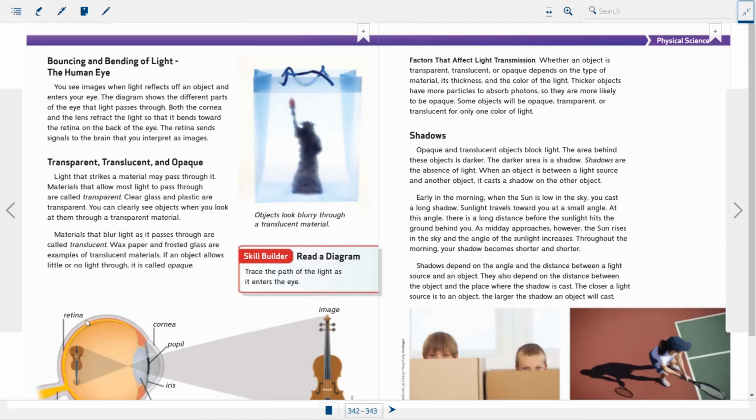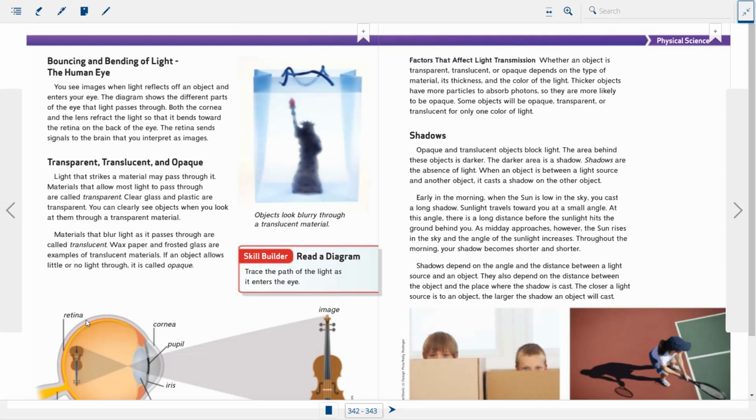Factors that affect light transmission. Whether an object is transparent, translucent, or opaque depends on the type of material, its thickness, and the color of the light. The thicker objects have more particles to absorb photons. Remember, photons are little bundles of light. So they're more likely to be opaque. Some objects will be opaque, transparent, or translucent for only one color of light.